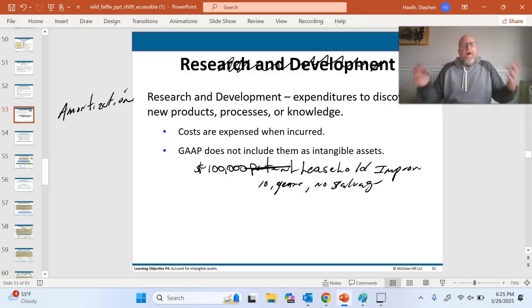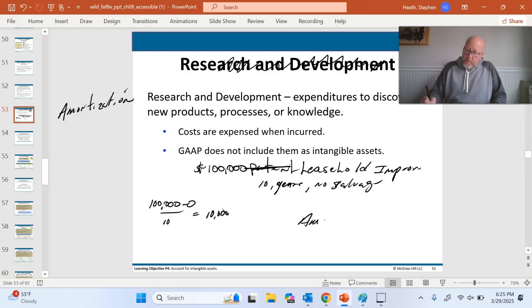So again, if I paid $100,000 for a bunch of improvements to my existing office space, and it's going to be good for 10 years with no salvage value, the amortization expense every year would be, again, we're going to use straight line, so it's 100,000 minus no salvage value divided by 10 years. So my amortization expense every year, 10,000.